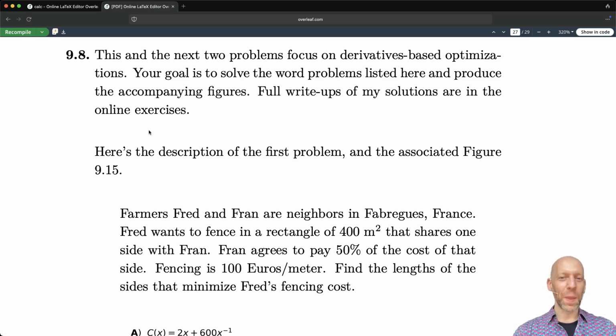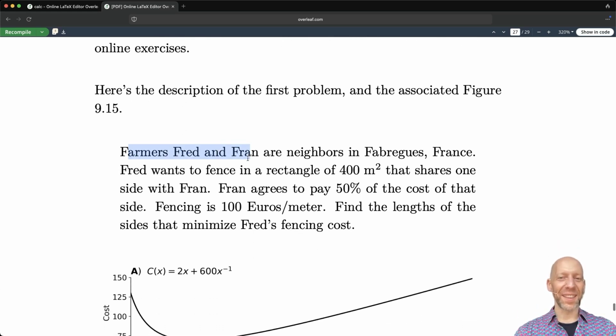Anyway, let us begin. Here's the problem. Farmers Fred and Fran are neighbors, and Fred wants to build a fence in the shape of a rectangle that shares one side with Fran, and Fran agrees to pay half of the cost of that side. Your goal here is to find the lengths of the sides that minimize Fred's fencing cost. Okay, now there are 2 tricky parts to this exercise. One tricky part is what's always difficult about these kinds of word problems, which is figuring out how to translate this text and this problem into a mathematical formula.